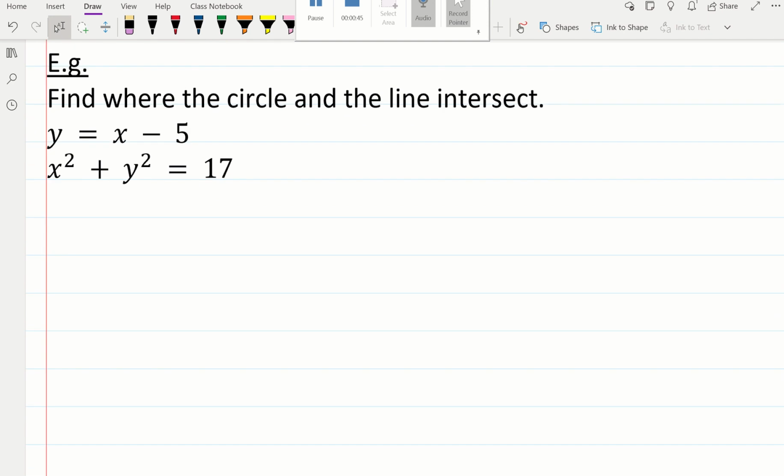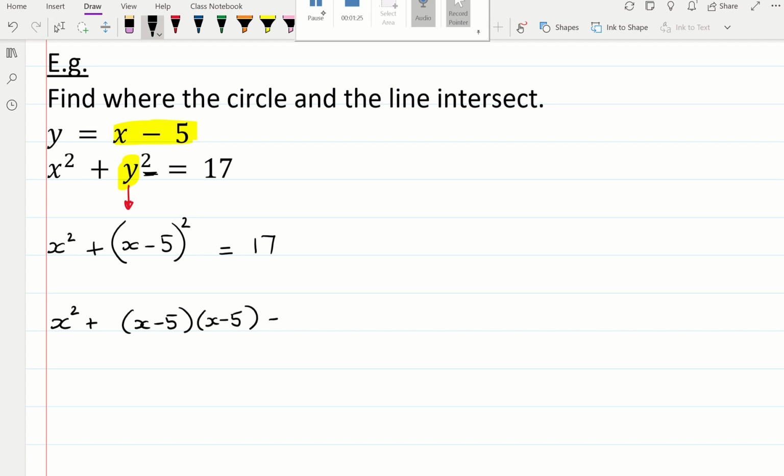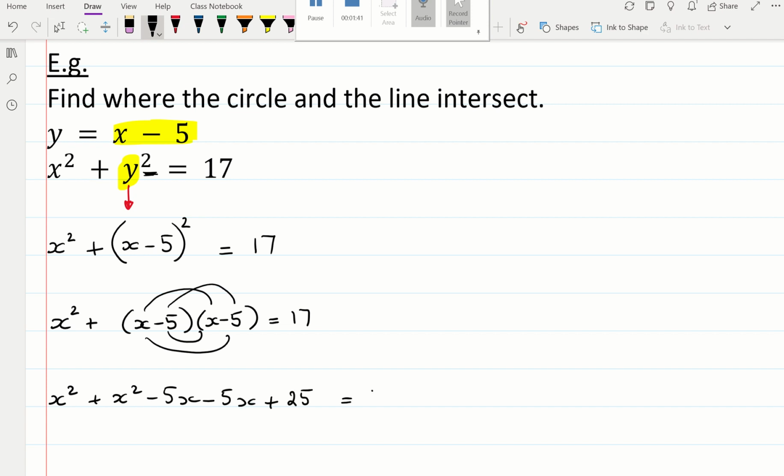So the first example, you've got y equals x minus 5, x squared plus y squared equals 17. What you have is you are told that y is x minus 5. So you change the y to an x minus 5 because y is x minus 5. So I've got x squared plus, instead of y, I write x minus 5, and that y is squared, equals 17. Now you have a double bracket. You have x minus 5 times x minus 5. So that is x squared, and you expand the brackets. So plus x squared minus 5x minus 5x plus 25 equals 17.